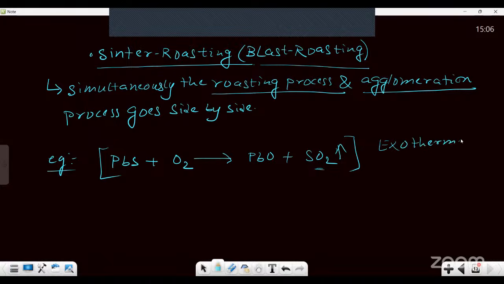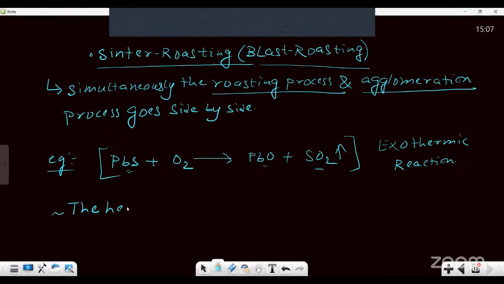Now, what is happening is, because it is exothermic, at high temperatures lead sulfide is being converted or oxidized to lead oxide. And at the same time, the heat evolved during oxidation causes the fine particles to soften and fuse together. So they are becoming agglomerated also.